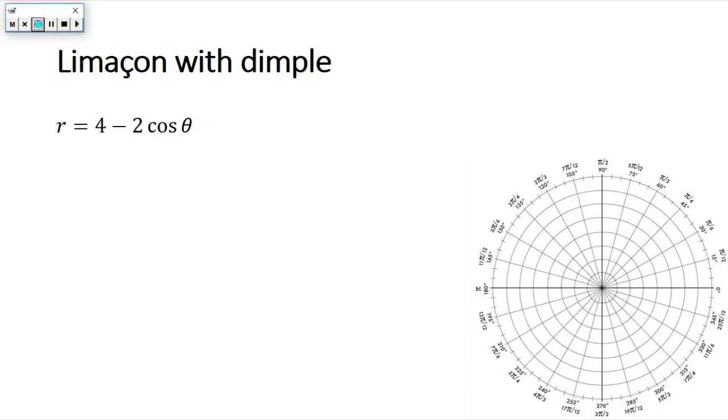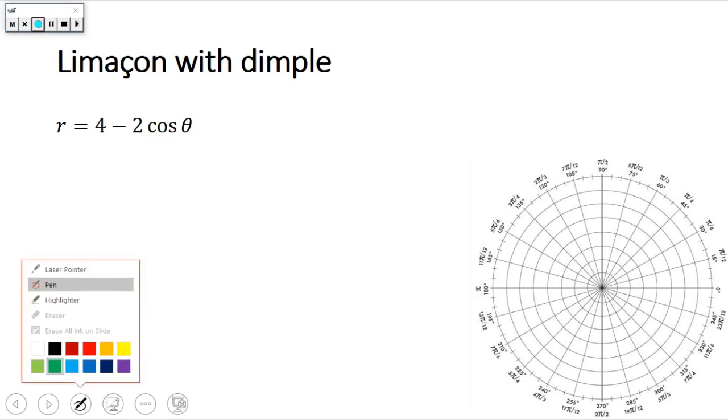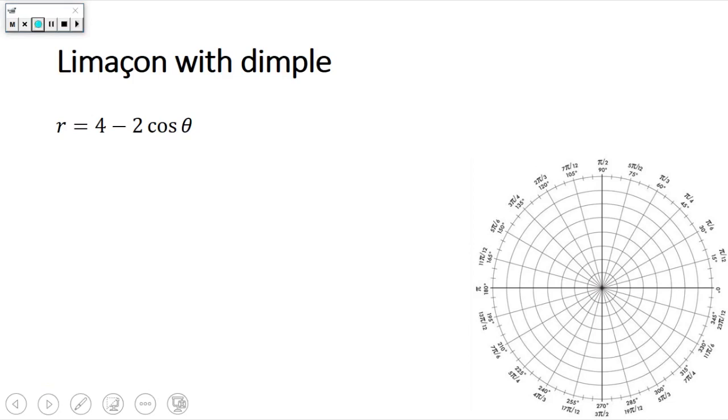Alright, so this next one here is a little bit different. This is not a cardioid now. This is going to be a Limaçon with a dimple. And if we didn't know that, we'd just graph it, and from the graph we'd be able to tell what it was. But this is a Limaçon with a dimple, and it's done very similarly, just the numbers look a little different. So we'll just do this the full way that we did the last one instead of doing the table of values, which you can of course do.